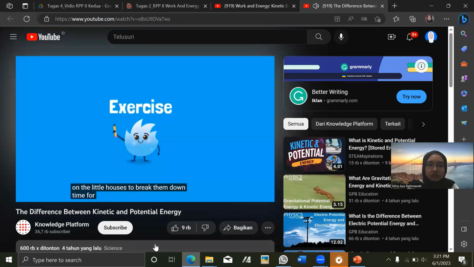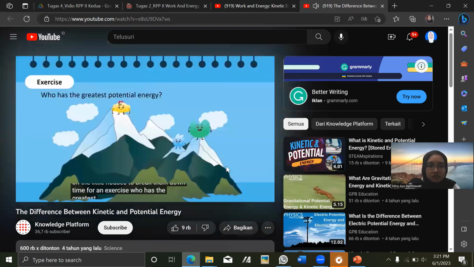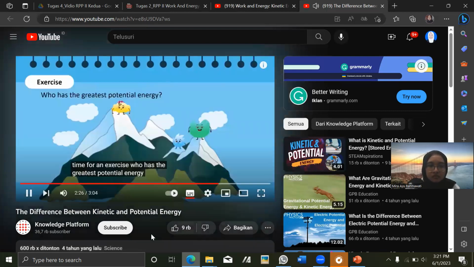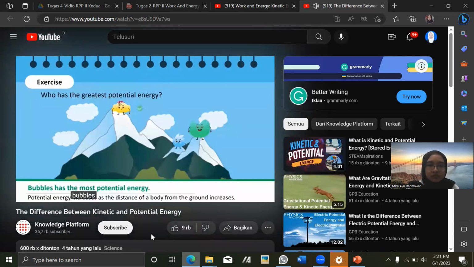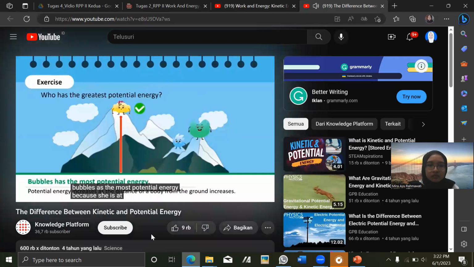And because of kinetic energy, it is able to apply force on the little houses to break them down. Time for an exercise. Who has the greatest potential energy? Bubbles has the most potential energy because she is at the top. We know that potential energy increases with the increase in the distance of a body from the ground.